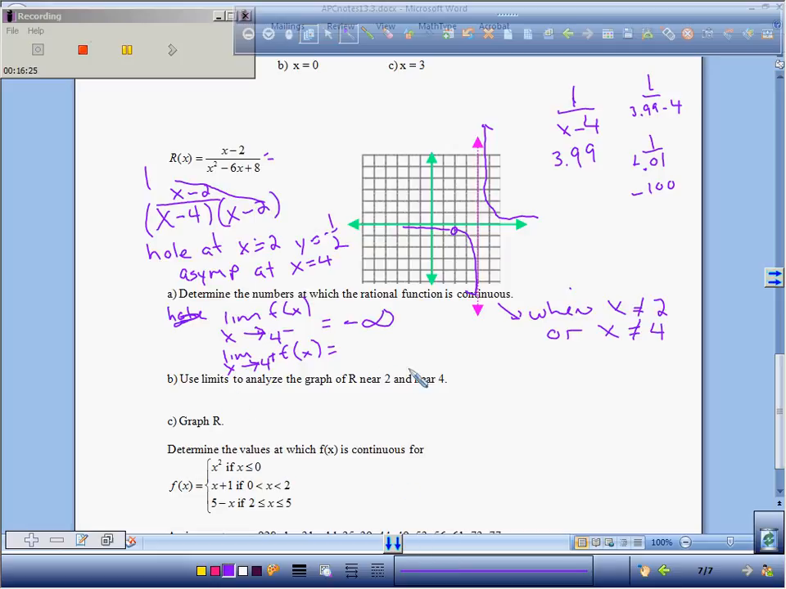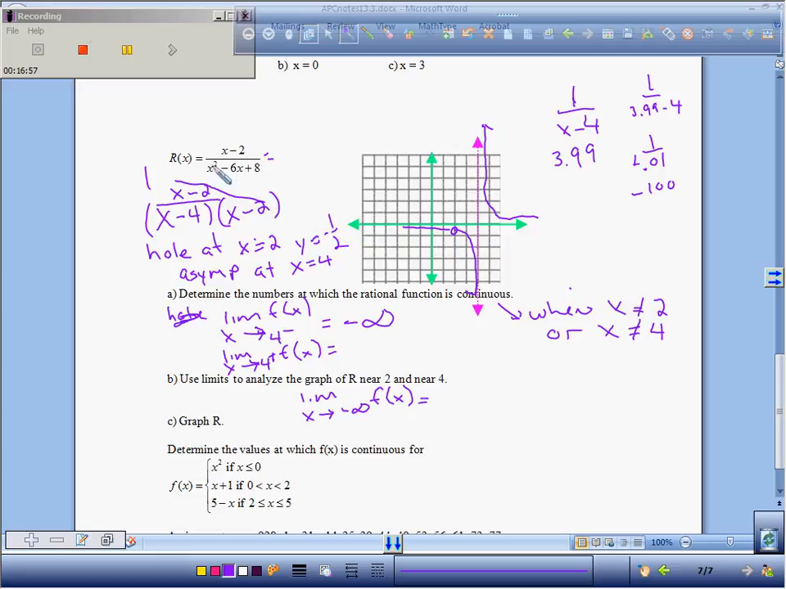And analyze the graph, we kind of analyzed the graph. We said there's a hole at (2, negative 1/2), and we said that there's an asymptote at 4, and we looked at the limits here and here. Now also, you should look at the limits as x goes to negative infinity. We kind of talked about this first semester. The limit as x goes to negative infinity of f of x. What's that? What value is this going to approach?